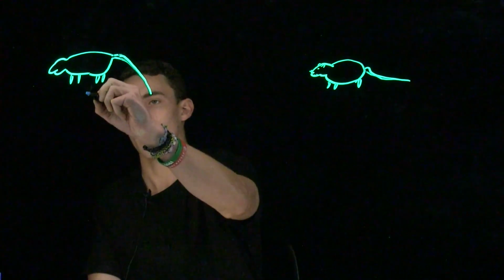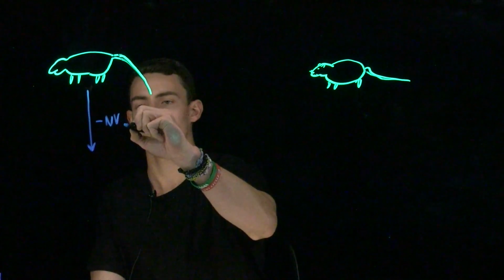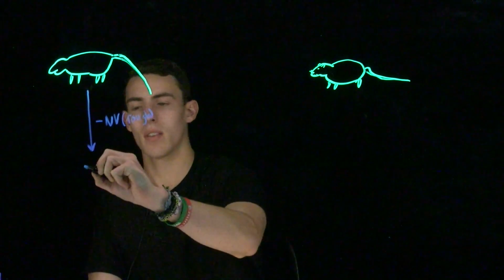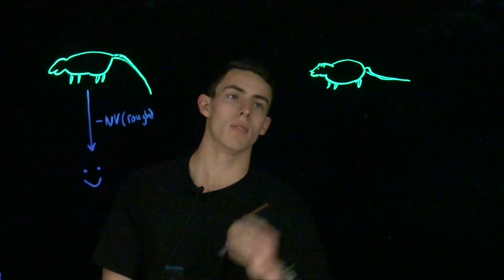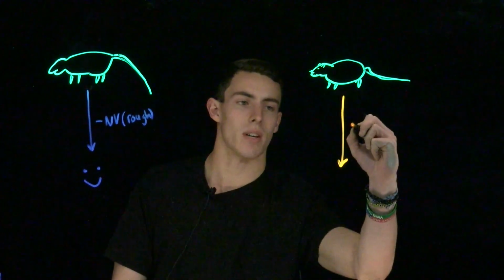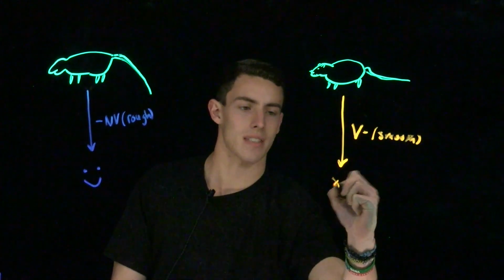When given a non-virulent, which we'll call NV, or a rough variant of this bacteria, the rats inoculated survived. However, when given the smooth variant of this bacteria, the virulent, which we'll call V, these rats actually died.